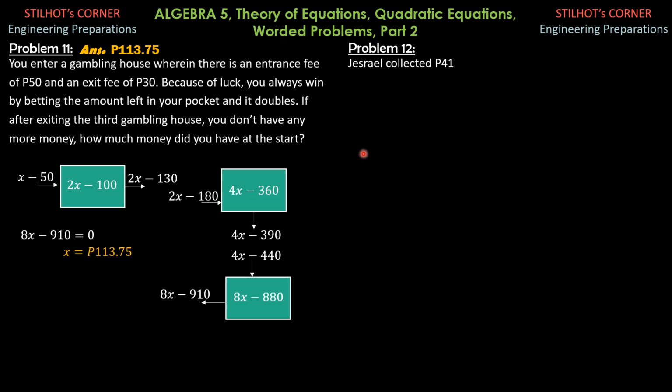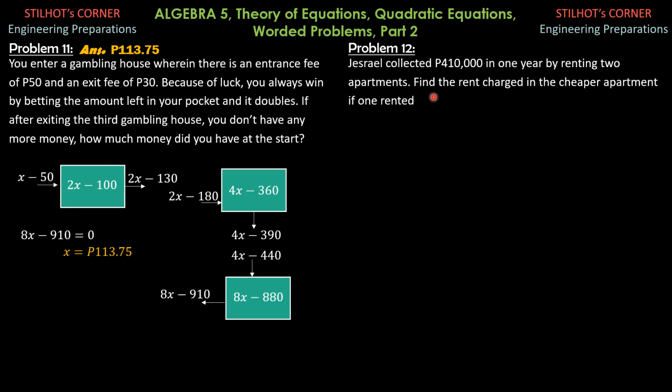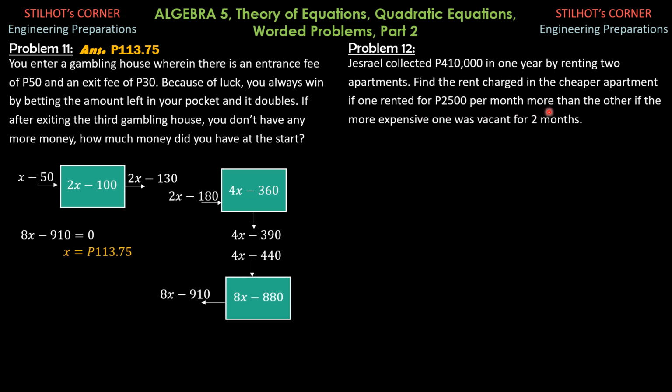Problem 12. Jezrael collected 410,000 pesos in 1 year by renting 2 apartments. Find the rent charged in the cheaper apartment if one rented for 2,500 pesos per month more than the other, if the more expensive one was vacant for 2 months. So take note that there are 12 months in a year. The most expensive one was vacant for 2 months, so that means it was only open for 10 months.